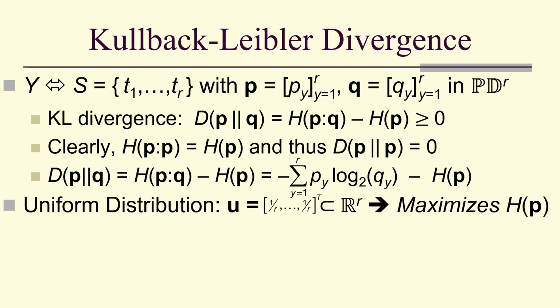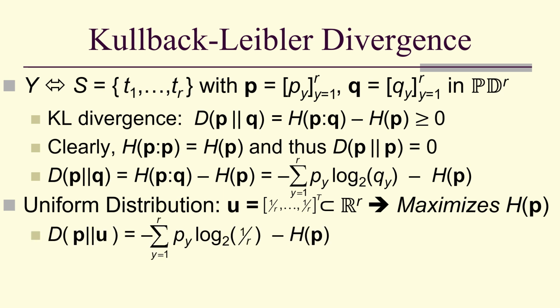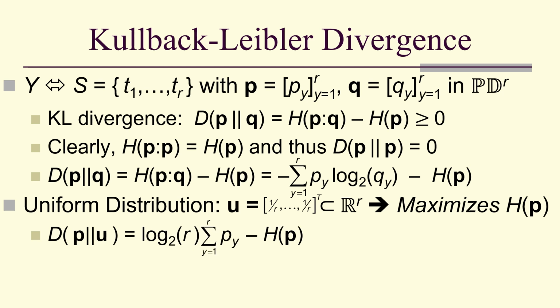So a uniform distribution actually maximizes entropy. Let's look at that. Here is KL divergence for P with a uniform distribution. And we've got a negative and a log base 2 of 1 over r, so that becomes just log base 2 of r. And then we take the log base 2 of r out. The sum of the p sub y's is 1. So we have just log base 2 of r minus the entropy. And it has to be greater than or equal to 0.